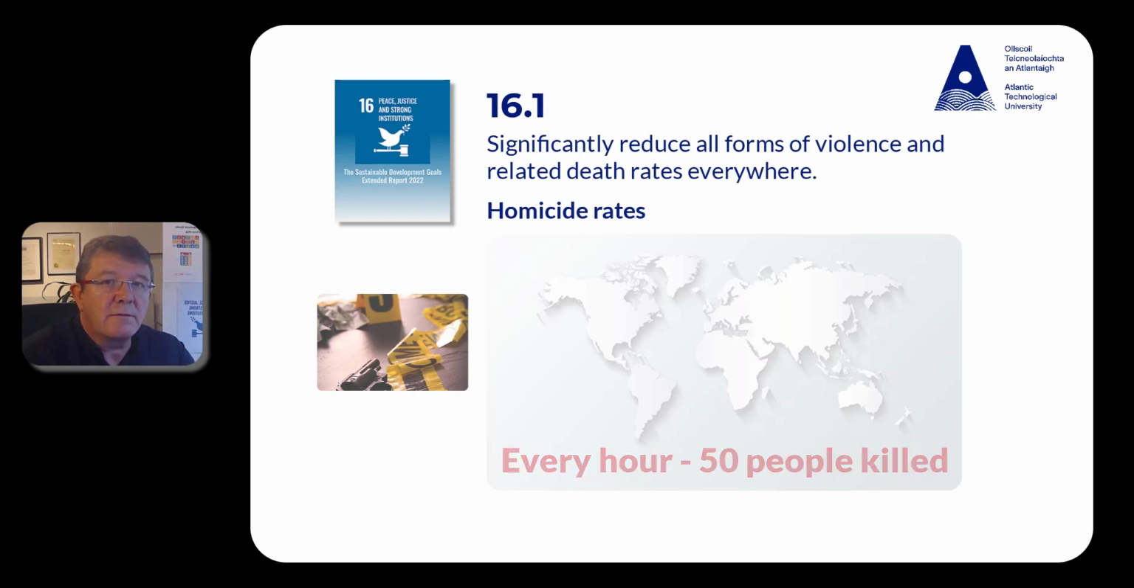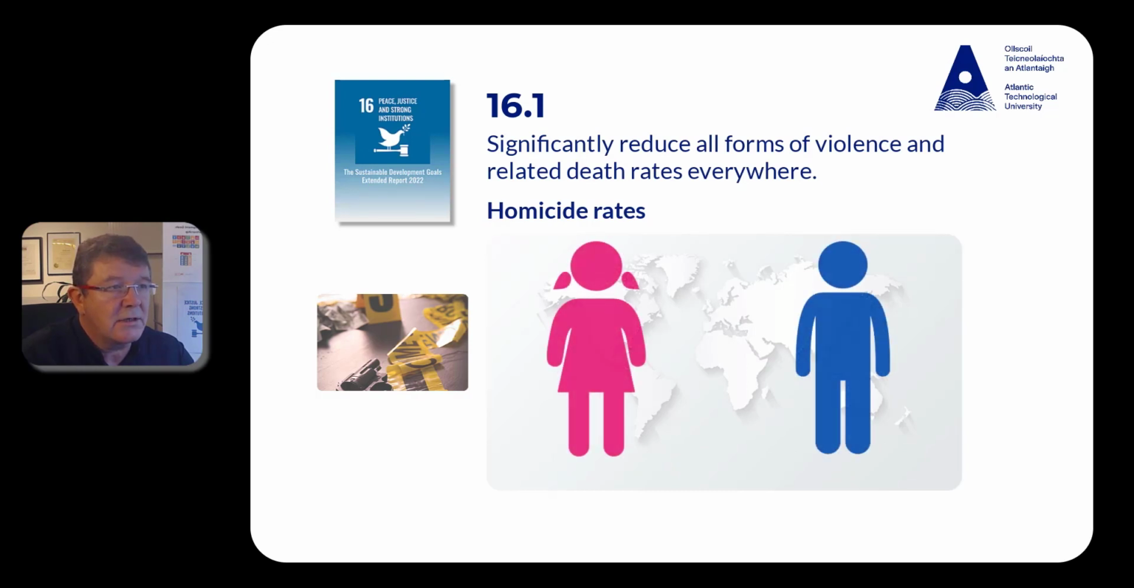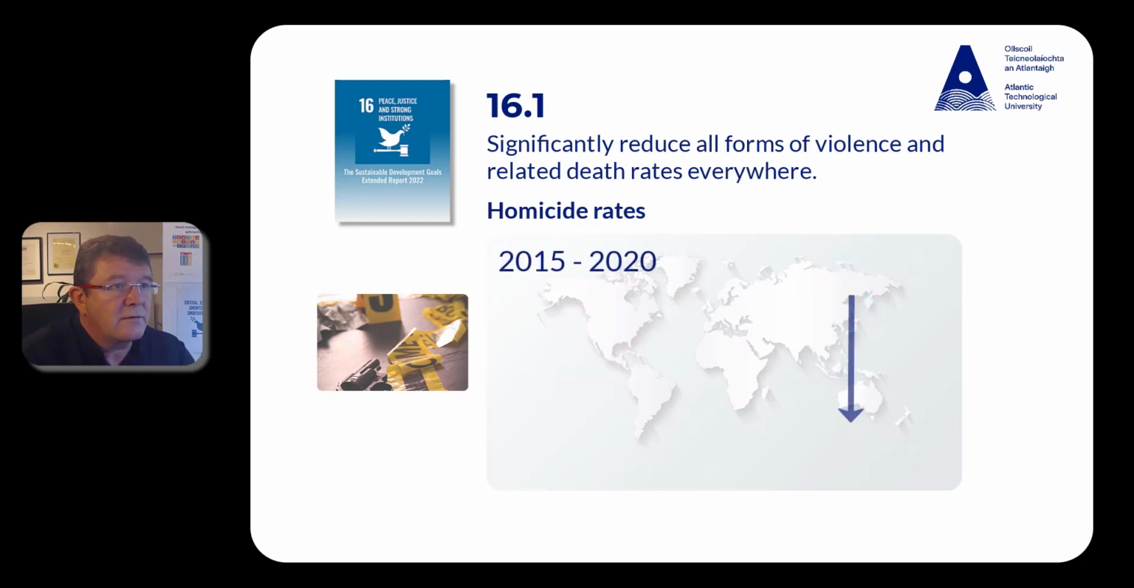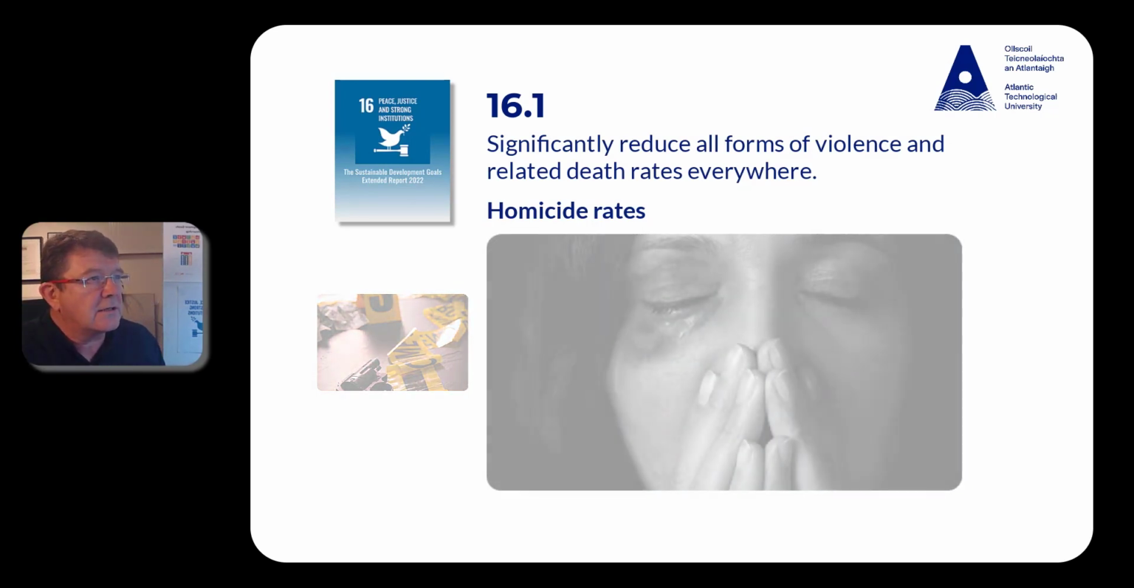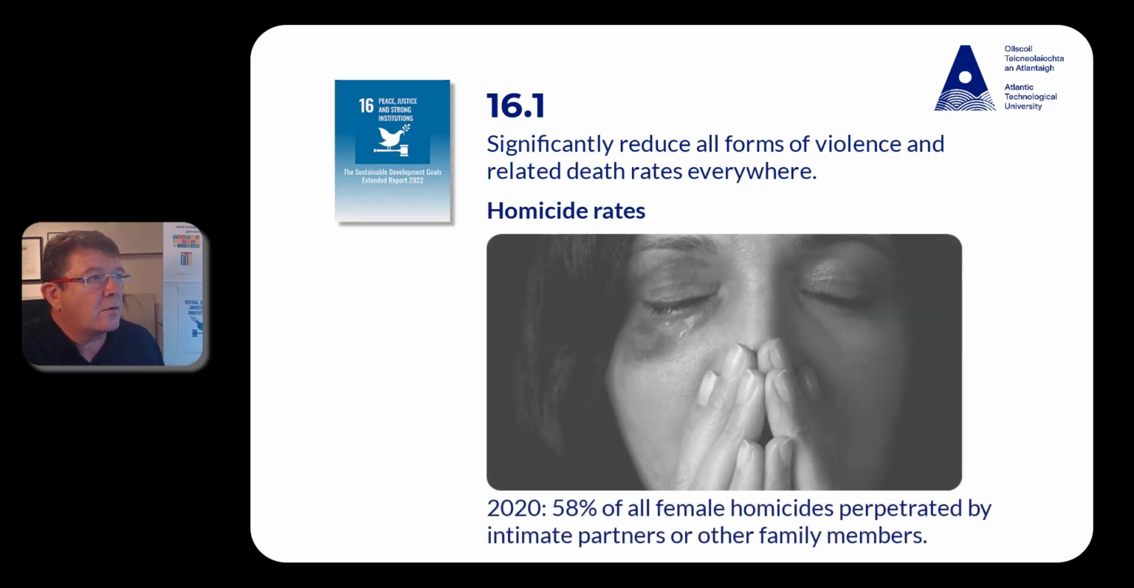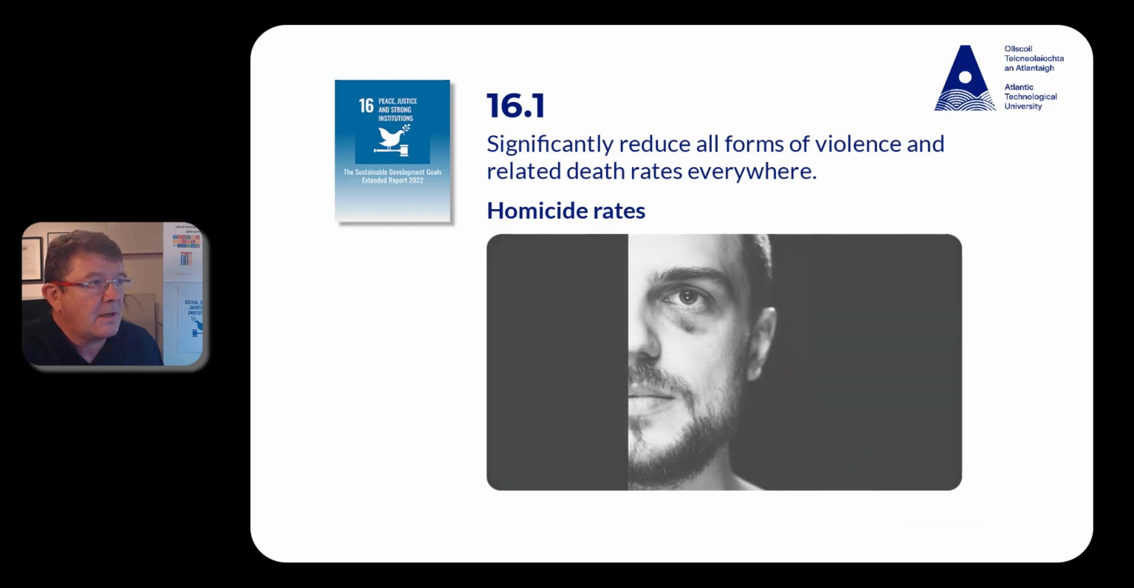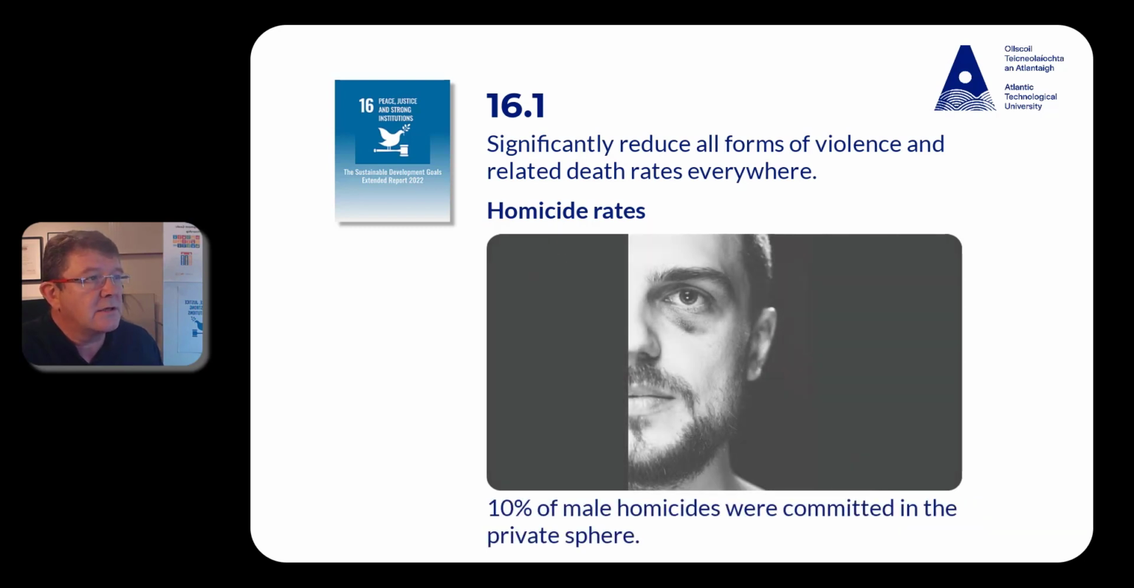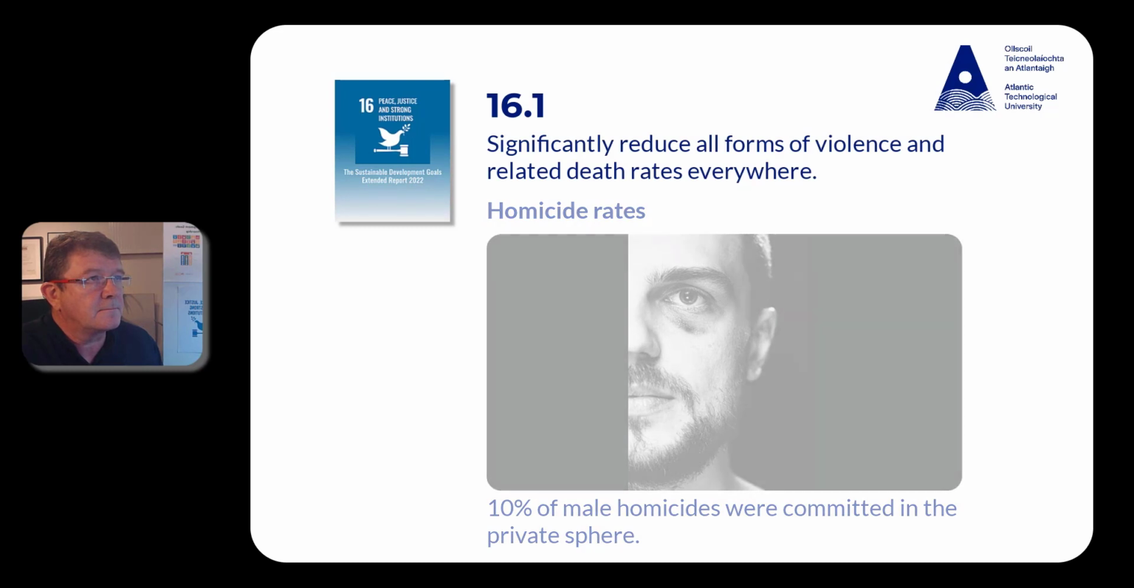The overwhelming majority of the homicides were male, 82%, with the remaining 18% being female. On the upside, between 2015 and 2020, the global rate of homicide declined by 5.2%. Another interesting statistic is that as of 2020, around 58% of all female homicides committed globally were perpetrated by intimate partners or other family members, people whom they would normally be expected to know and trust. In contrast, only 10% of male homicides were committed in the private sphere.